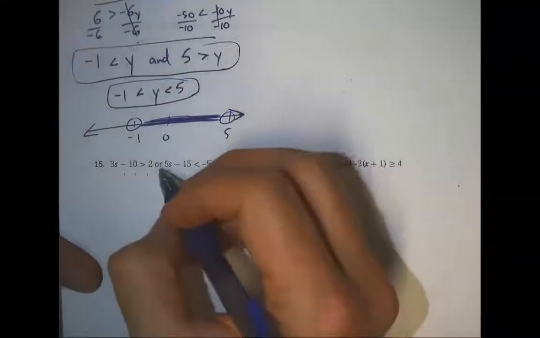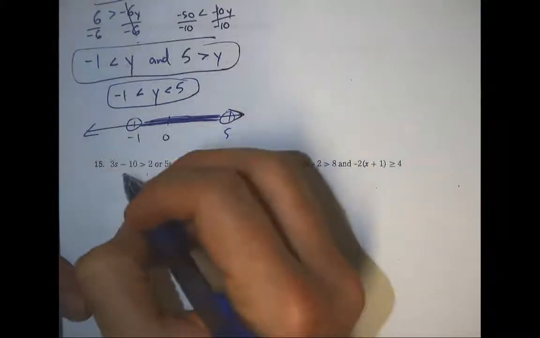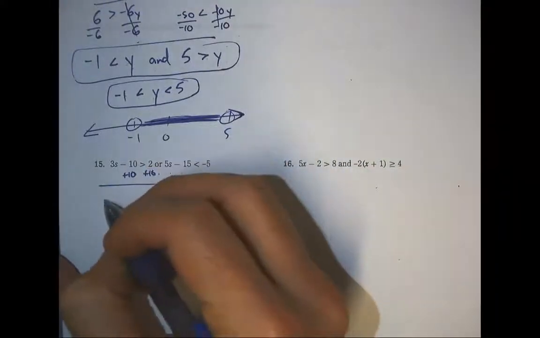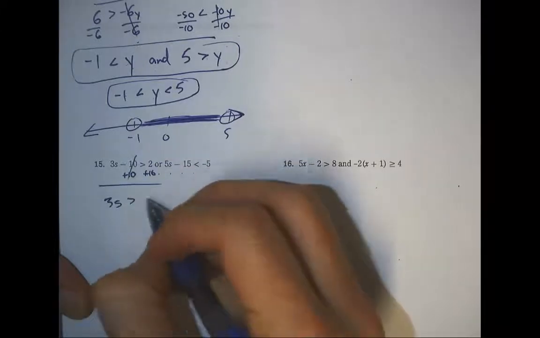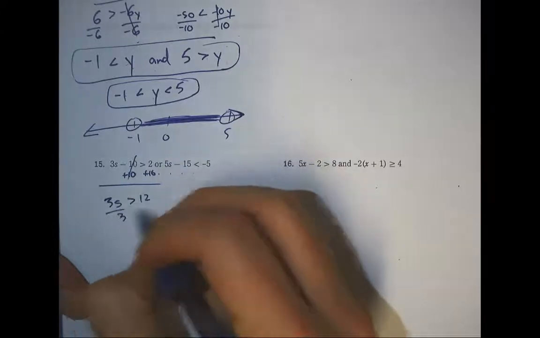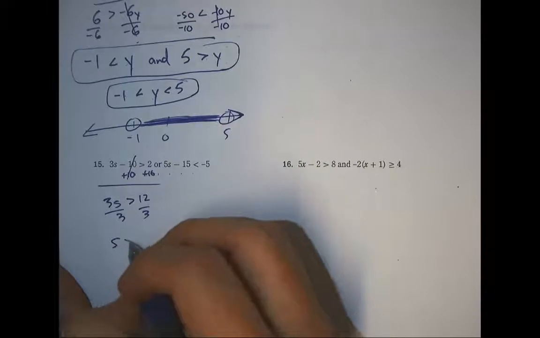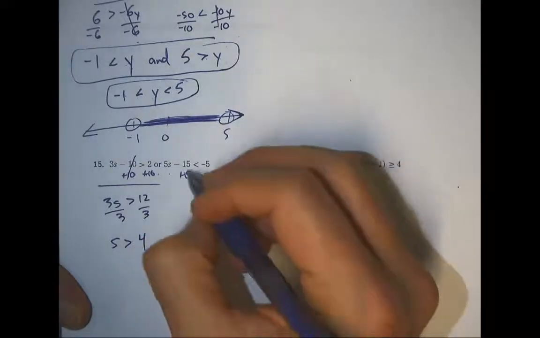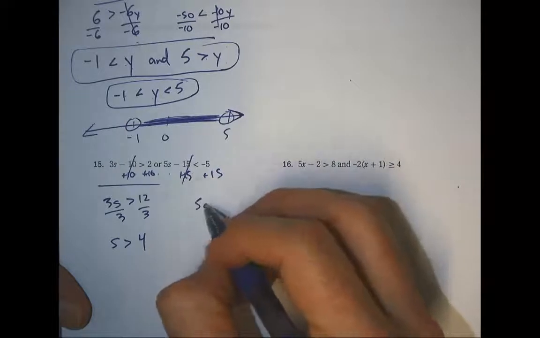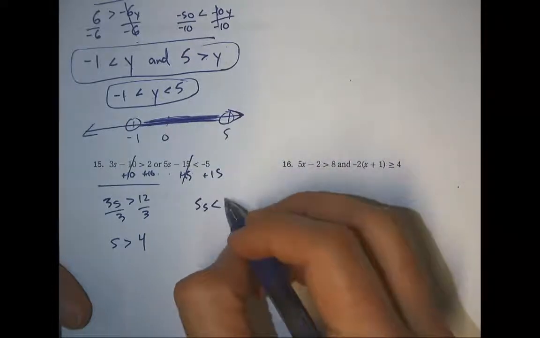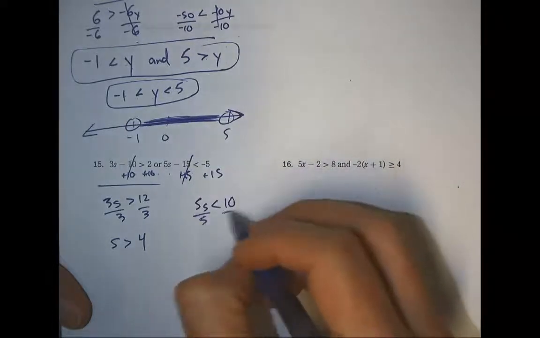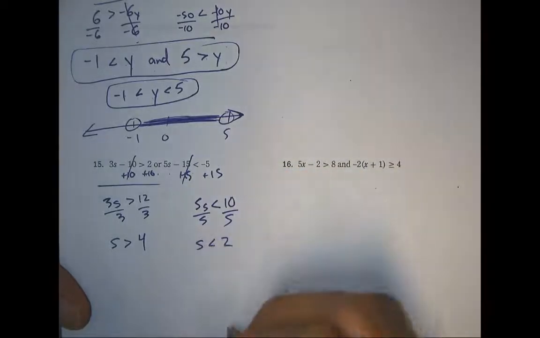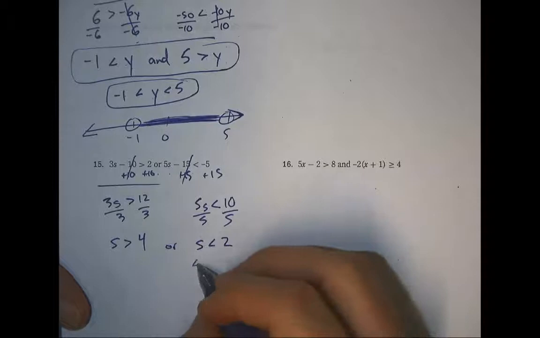Okay, 15, this is an or statement. Let's solve this one first. Plus 10, so 3s greater than 12, divided by 3. S is greater than 4. Add 15. 5s. This is gone. This is 10. Divide by 5. No flipping. All positives. Less than 2. It's an or statement. Think about this one.